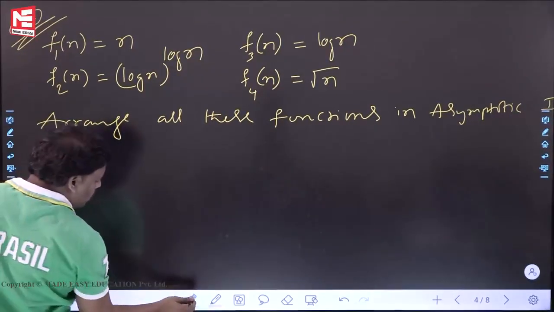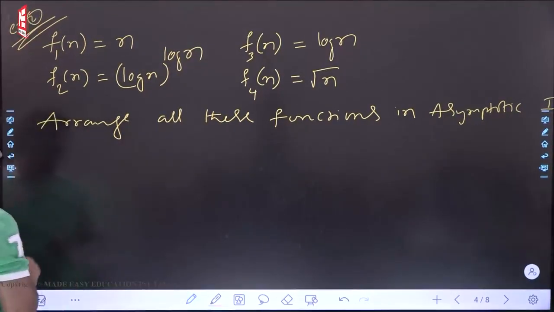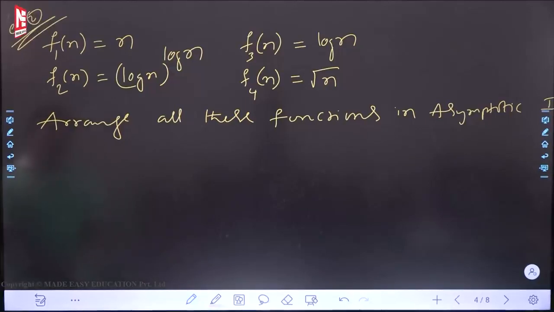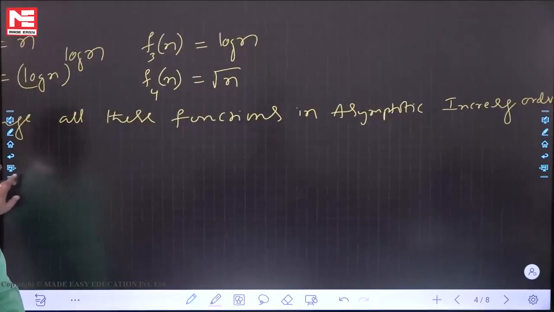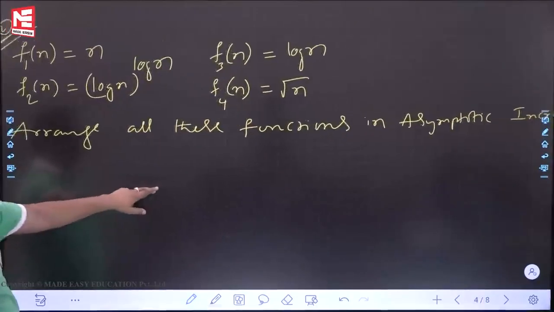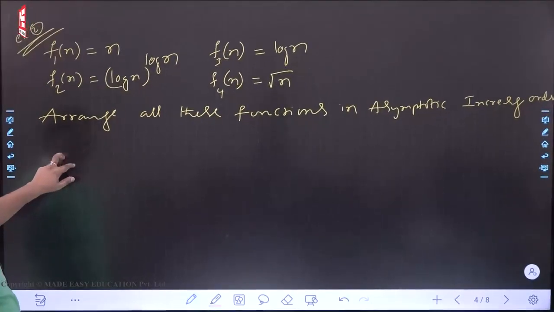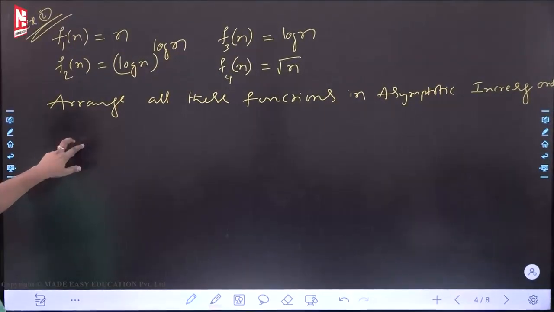Read this problem properly. Four functions are given, f1, f2, f3, f4. They are asking to arrange all these four functions in asymptotic increasing order. Means you have to write all these four functions in asymptotic increasing order. We'll see now.